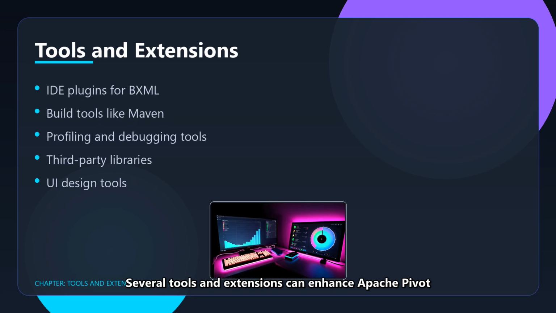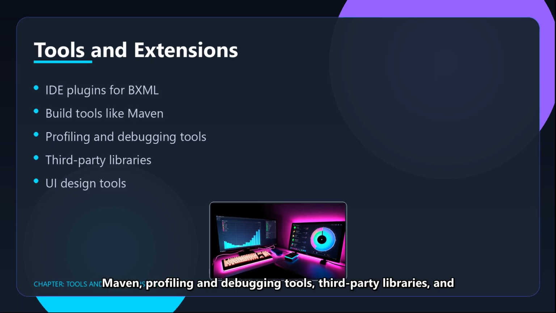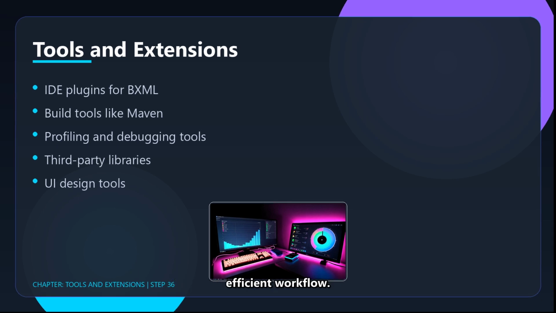Several tools and extensions can enhance Apache Pivot development. IDE plugins for BXML, build tools like Maven, profiling and debugging tools, third-party libraries, and UI design tools all contribute to a more efficient workflow.